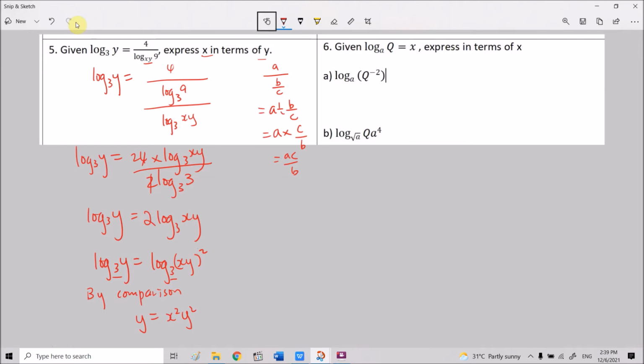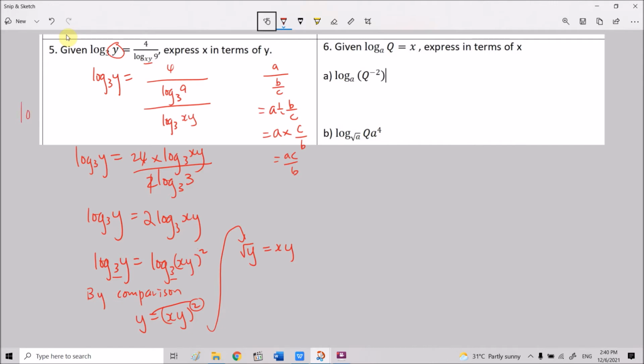Okay, let me rewrite this. I think it's better I write it as (xy) squared here, since we want to express x in terms of y. I move the square to the right hand side, and I get on the left hand side square root of y equals xy. Usually when we write square root here, we add plus or minus, but since y is this value here, this value must always be positive.